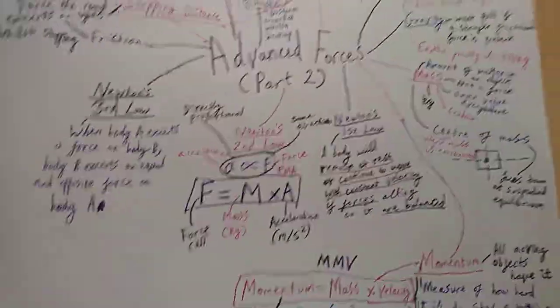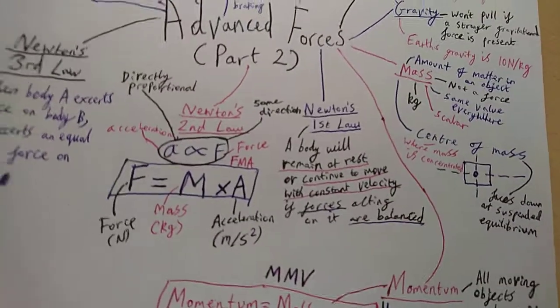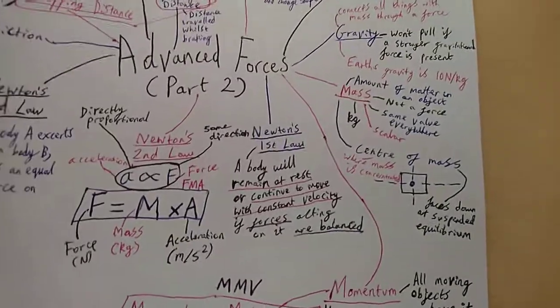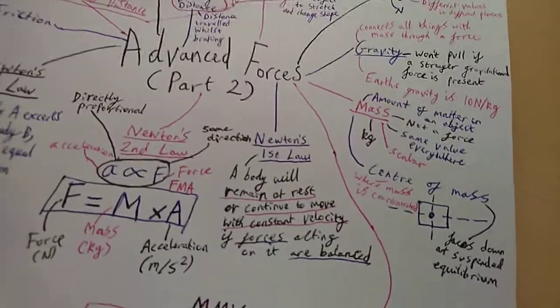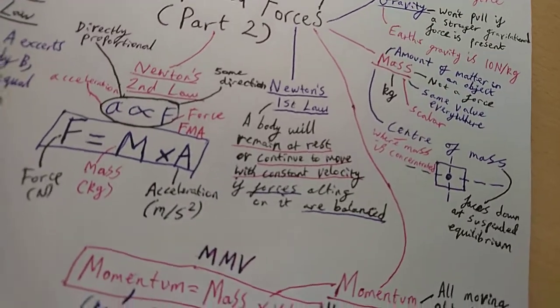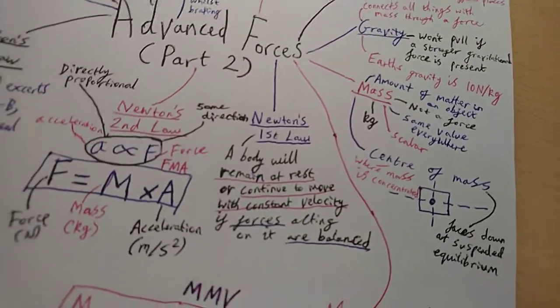And now we move on to the legend himself, Isaac Newton, Apple Man. Yep, the almighty Apple Man. He came up with three laws. Newton's first law was that a body will remain at rest or continue to move with constant velocity if the forces acting on it are balanced.